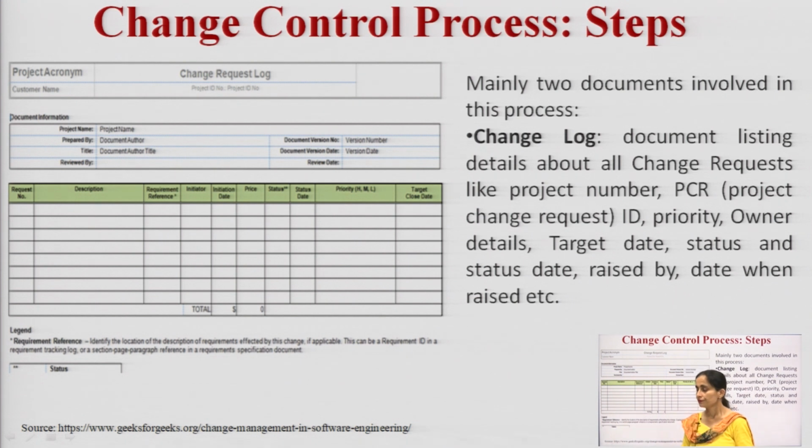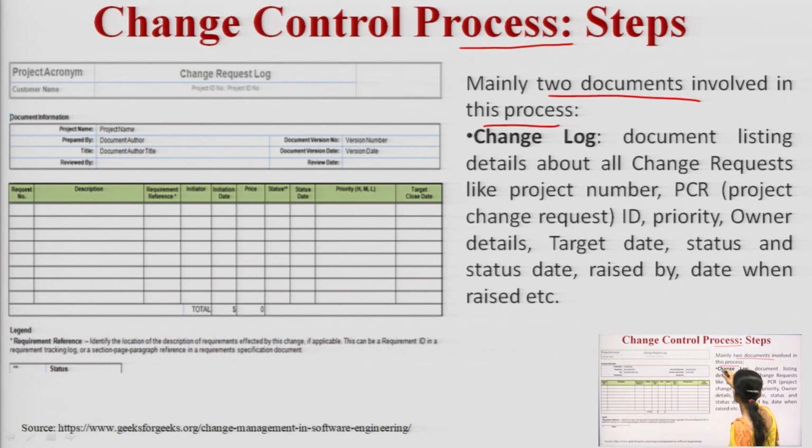Then these are the steps for the change control process. There are basically two documents that are involved in this change control process. The first one is the change log. As I said, there can be many changes, so a record should be kept for different persons. So, the log is being kept. This is the log file recorded.